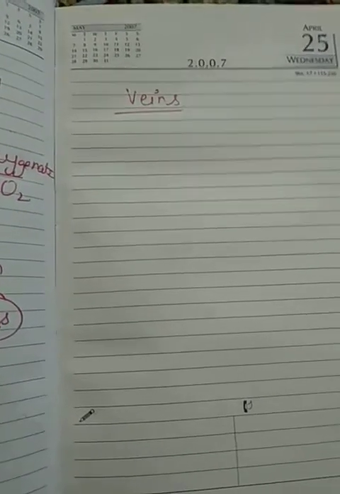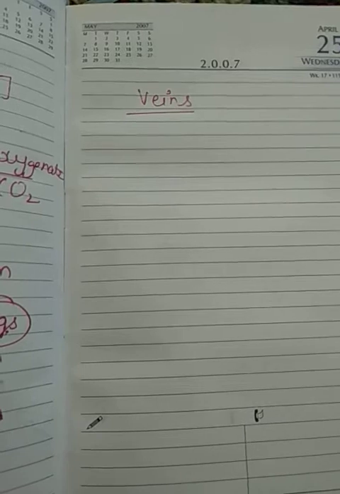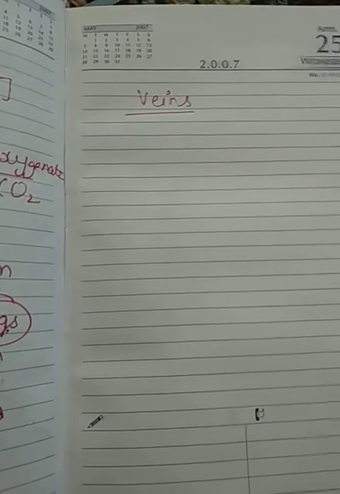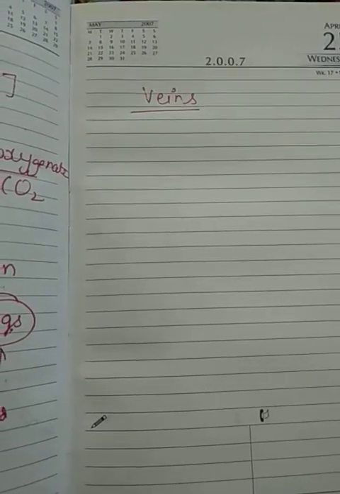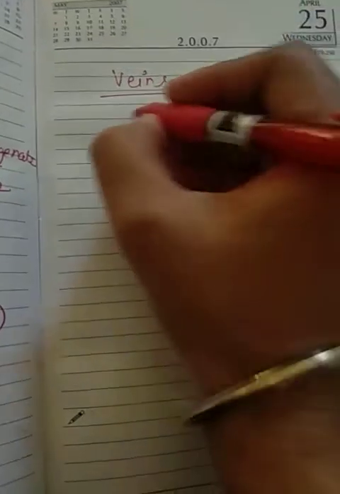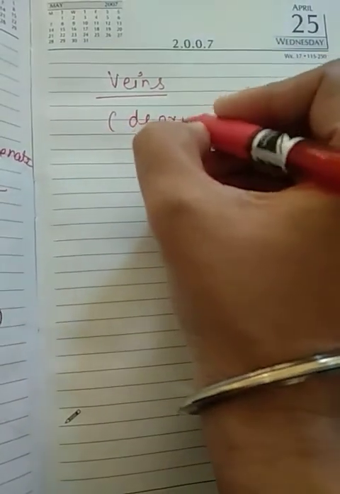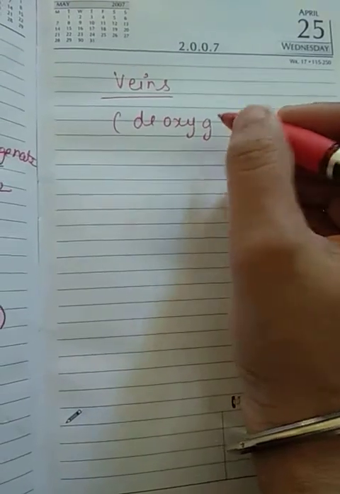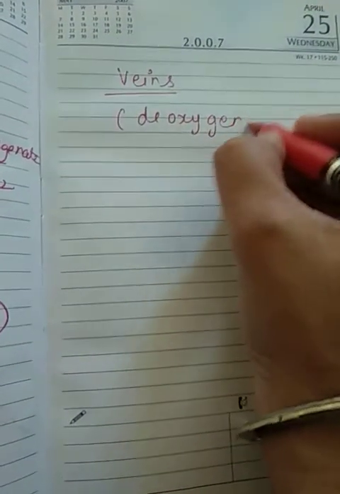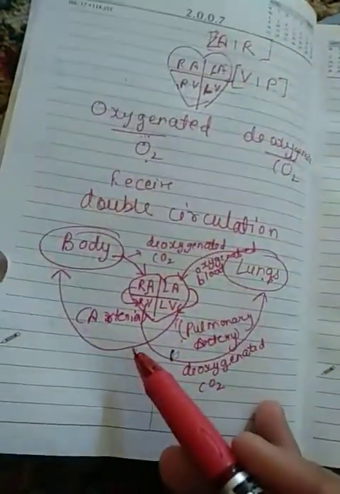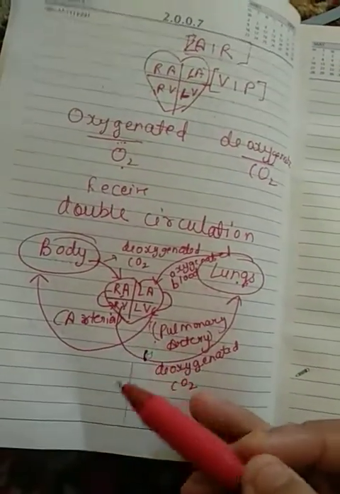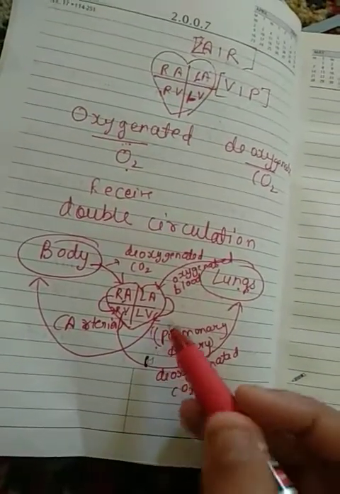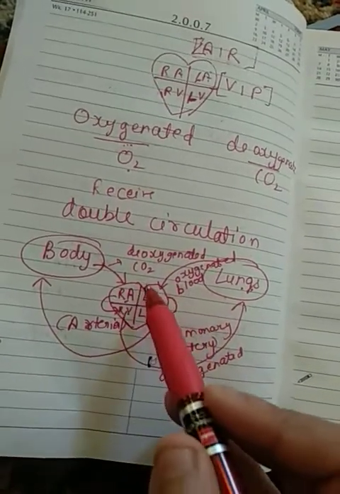Veins carry blood from other body parts to the heart. So they generally carry deoxygenated blood. It will be better if you try to understand this in the same diagram. Veins carry deoxygenated blood from different body parts to the heart.